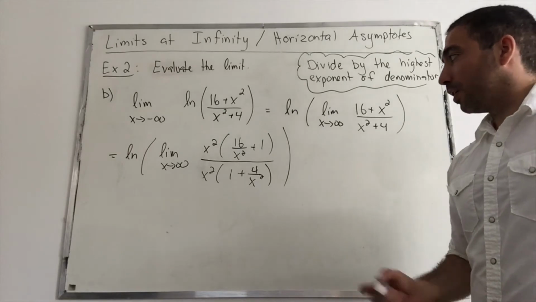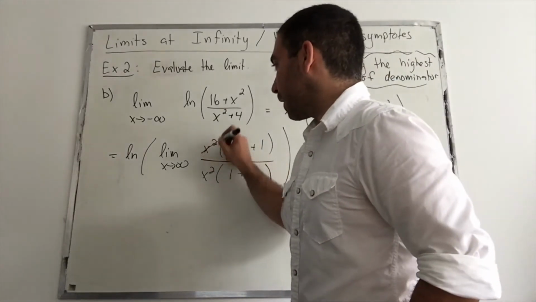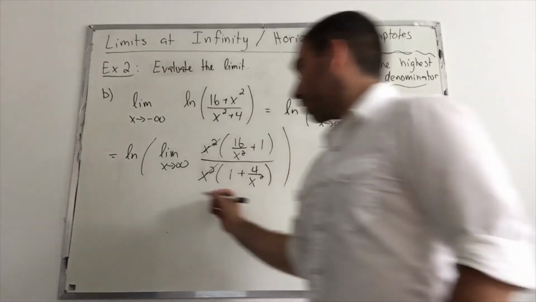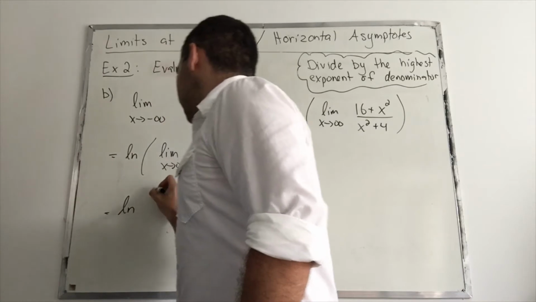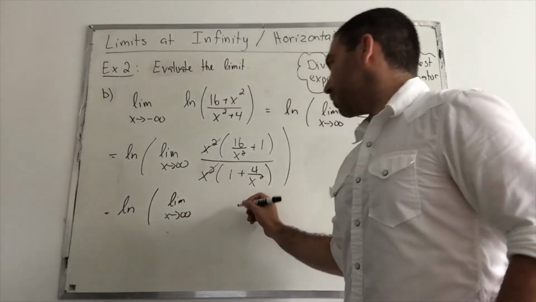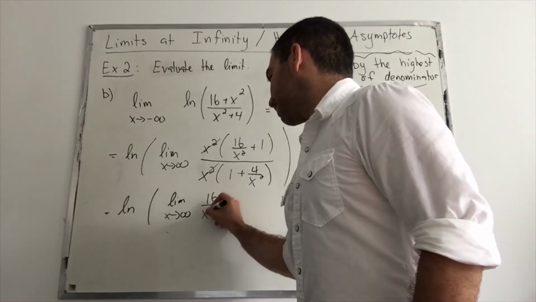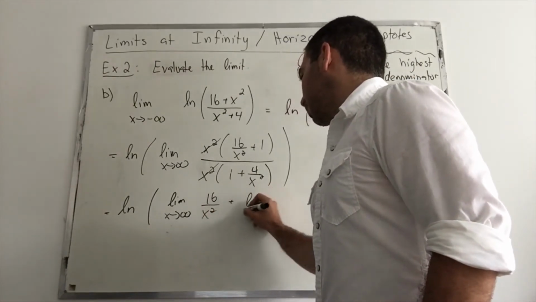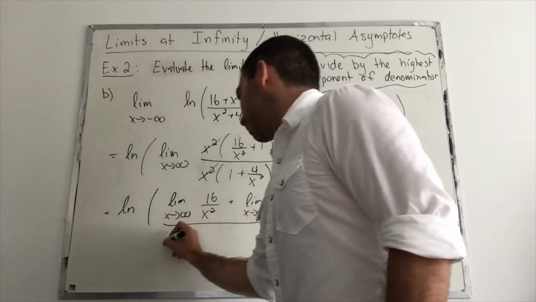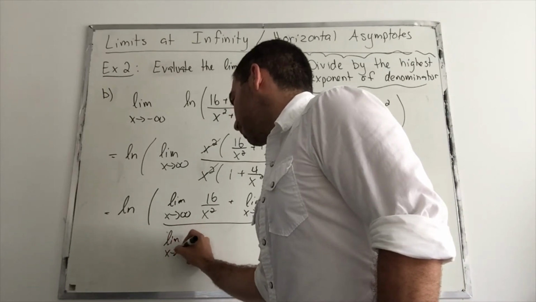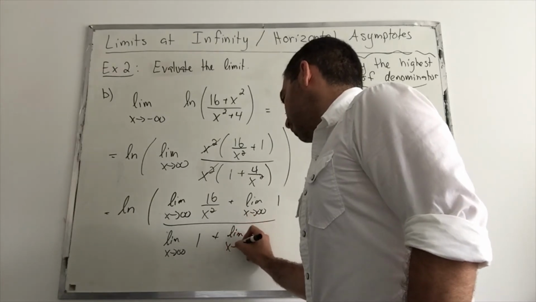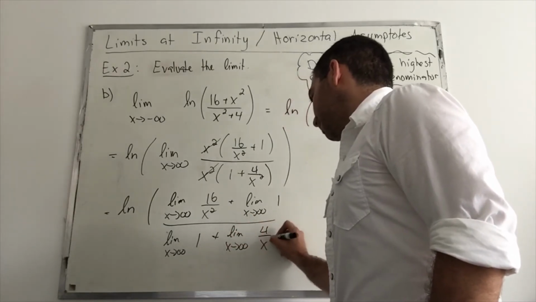Okay. So now that we did this, notice that the x squareds cancel, and we're left with this. So we have still the ln in the front, and now we're going to take the limit of each term, giving us limit as x approaches infinity of 16 over x squared, plus limit as x approaches infinity of 1, all this divided by limit as x approaches infinity of 1, plus the limit as x approaches infinity of 4 over x squared.